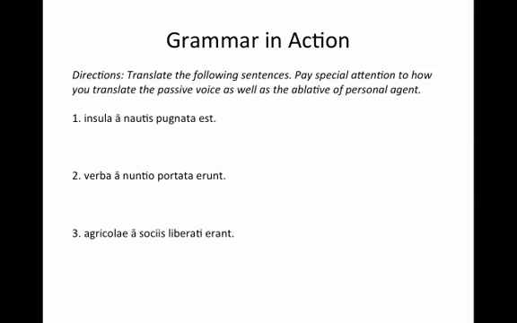So, number 1, insula a nautis pugnata est is, the island has been attacked by the sailors. So if you look, insula is feminine, so that's why we use pugnata, the feminine singular form of the fourth principal part, when forming the verb. Also, who's doing the attacking? A nautis, your ablative of personal agent, is telling you who is attacking the island. It's telling you who's doing the action of the passive verb.